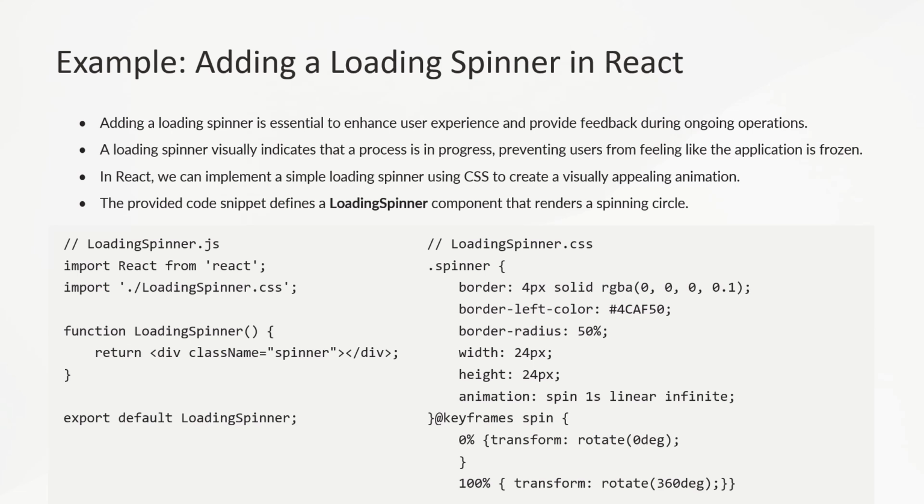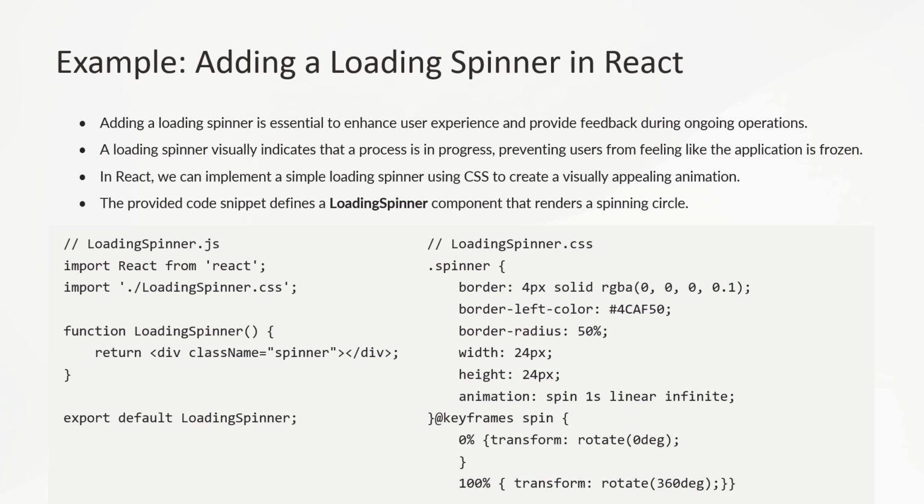The loadingspinner.js file contains the JavaScript for the loading spinner component. It imports React and the associated CSS file for the spinner styling. The loading spinner function is a React functional component that returns a spinning circle element. This element is defined using the div with the class name spinner.